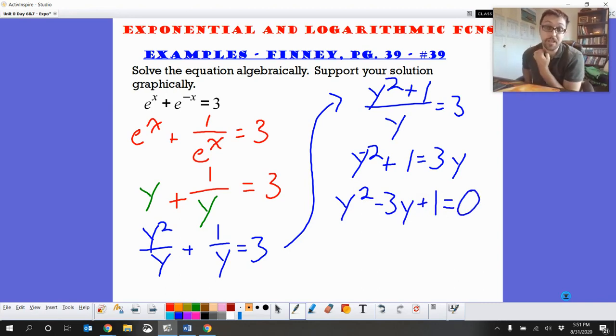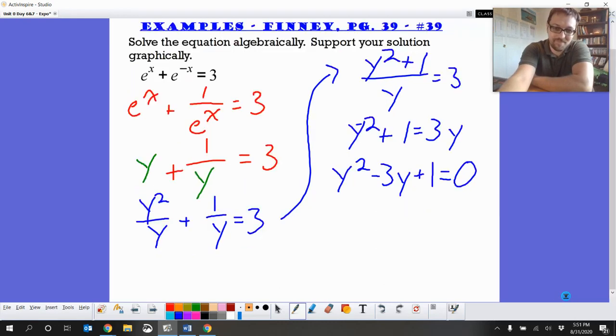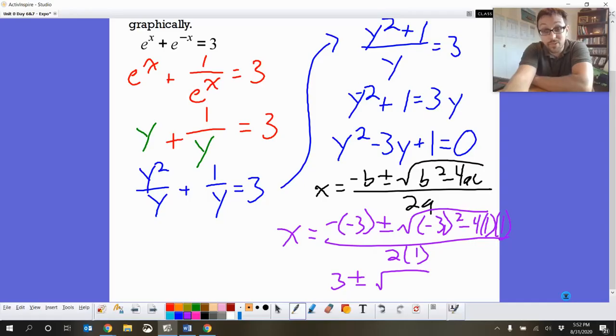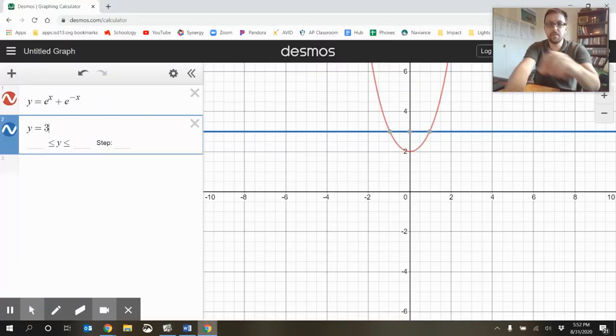Unfortunately, this one we can't factor. So in order to solve this thing, guess what we're going to have to use? Oh, it's time for the quadratic formula. Yeah, I haven't done that in a while. So quadratic formula: 3 plus or minus the square root of 9 minus 4, which is 5, all over 2. So let's go to our calculator and type that in.